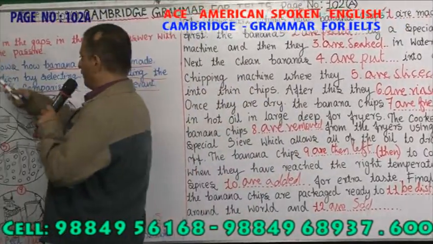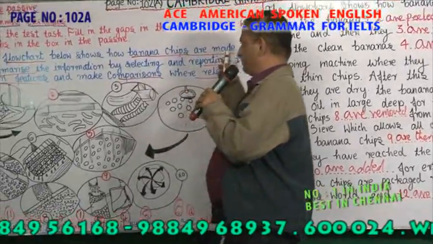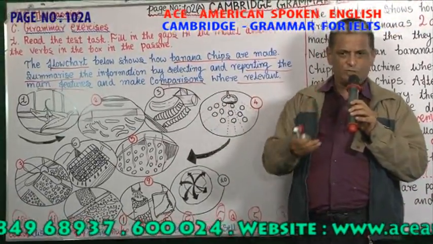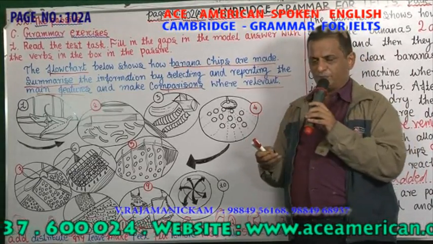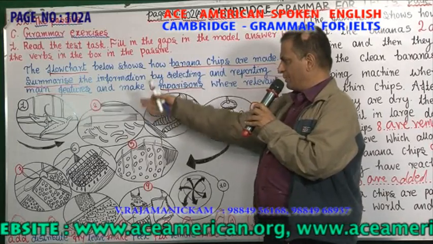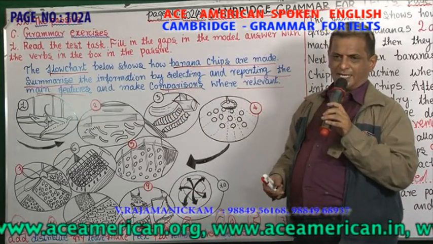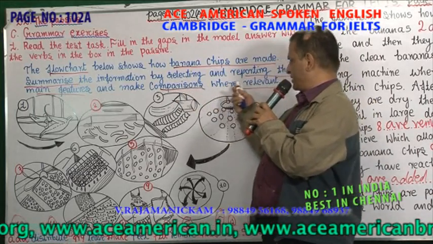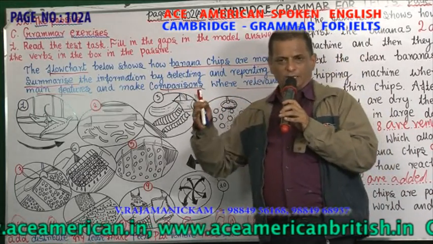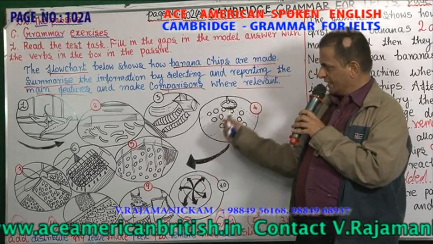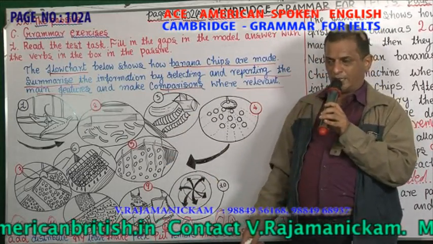So இங்கே the flow chart below shows how banana chips are made. banana chips என்றால் என்ன? வாழைப்பழ வத்தல்கள் என்று சொல்கிறோம், சிப்ஸை வத்தல் என்று சொல்கிறோம். அந்த சிப்ஸ் செய்யப்படுகிறது. Summarise the information by selecting and reporting the main features and make comparisons where relevant. ஸோ நீங்கள் ஒப்பிட்டு பார்த்து இந்த கீழே கொடுக்கப்பட்டிருக்கக்கூடிய வினைச்சொல்லை வைத்து இந்த வரைபடத்தை பார்த்து நீங்கள் ஒரு கட்டுரை எழுத வேண்டும்.